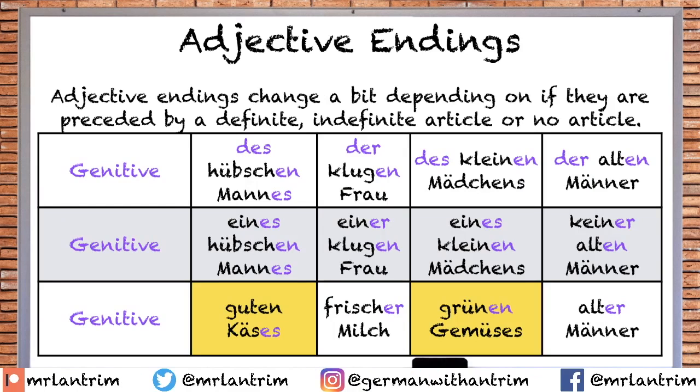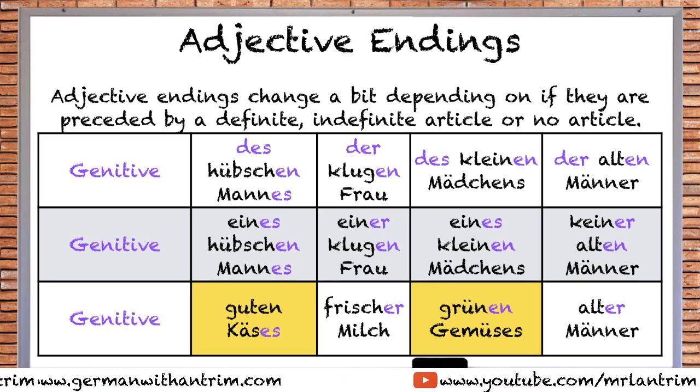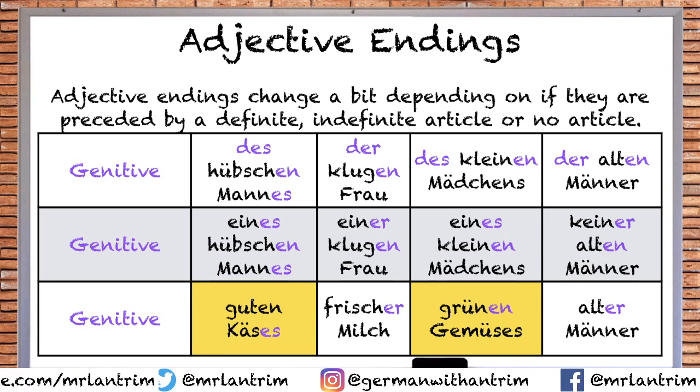Adjective endings. Instead of giving you a full chart of all of the adjective endings for der words and ein words and then non-preceded, I just boiled it down to only the genitive case now, so you can look at exactly what you need to look at for this presentation. So here we have the der words, they all have en at the end of the adjective. So it's des hübschen Mannes, der klugen Frau, des kleinen Mädchens.